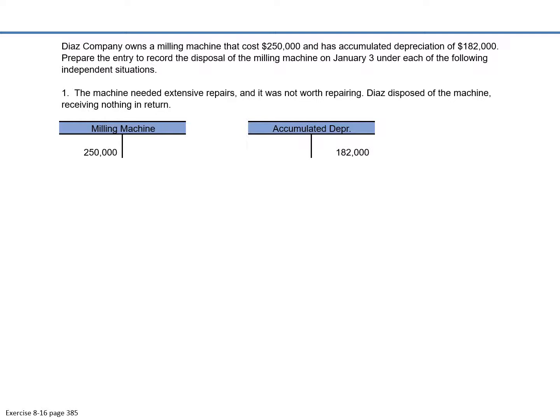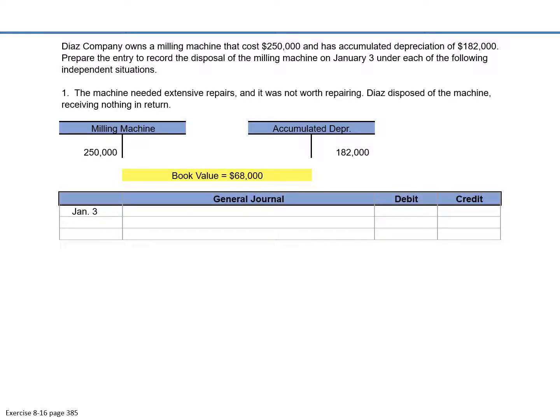The machine needed extensive repairs, wasn't worth repairing. Diaz disposed of the machine, receiving nothing in return. So we have a book value of $68,000. So on January 3rd, we would remove our milling machine, and we do that with a credit, $250,000, right? You have a debit over here on the left side of your T account. So we need a credit on the right side to take it to zero. Remove our accumulated depreciation for $182,000. So we have a loss on disposal of $68,000.